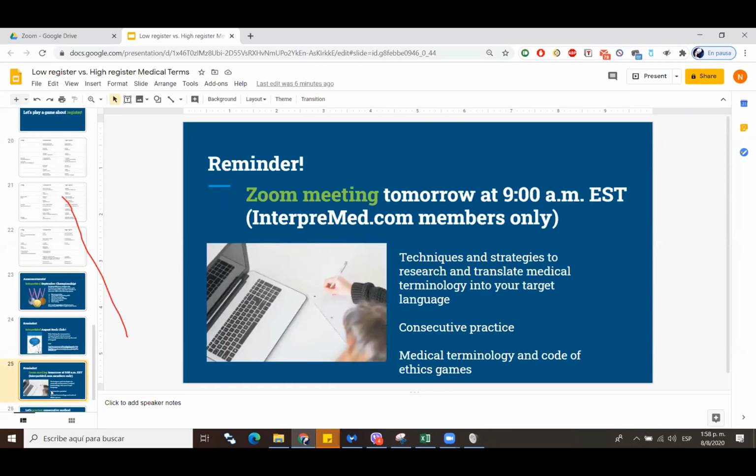Okay, and then tomorrow we have another Zoom meeting at 9 a.m. and we are going to talk about techniques and strategies to research and translate medical terminology into your target language. So how to do research on which pages, what process do you follow to find the correct translation, and come up with your own translations. And we will practice, of course, and play games tomorrow, but that's for members only of interpremed.com.